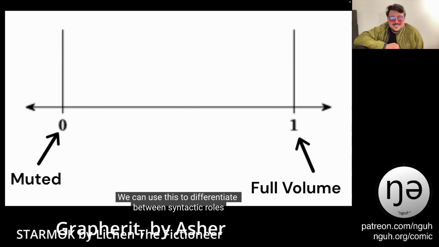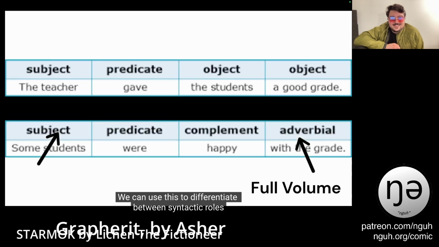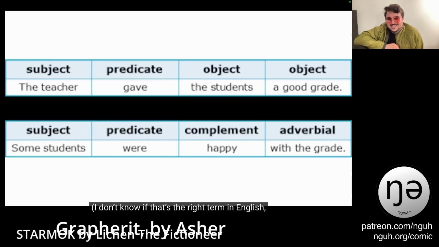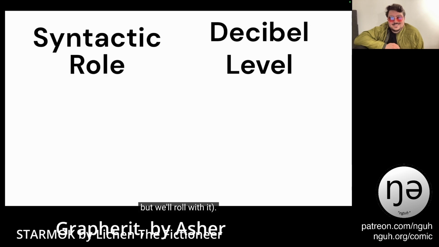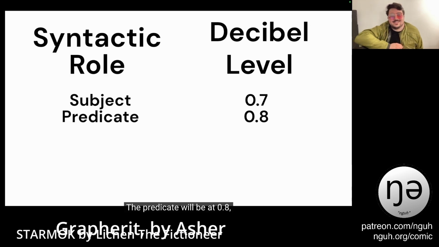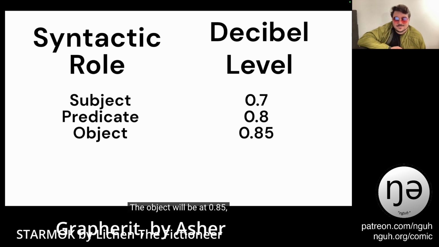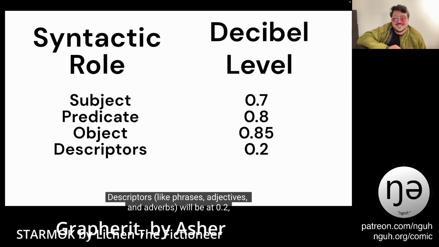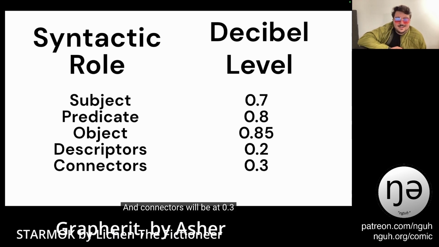We can use this to differentiate between syntactic roles. I don't know if that's the right term in English, but we'll roll with it. So, the subject of a sentence will be at 0.7, the predicate will be at 0.8, the object will be at 0.85, descriptors, like phrases, adjectives, and adverbs, will be at 0.2, and connectors will be at 0.3.